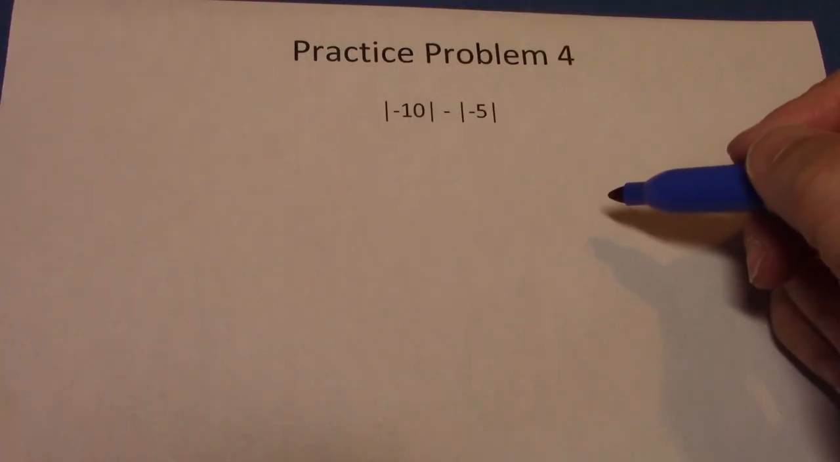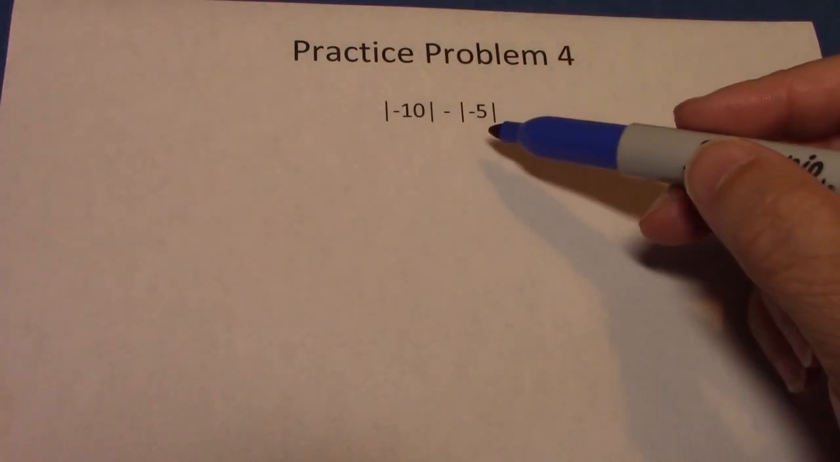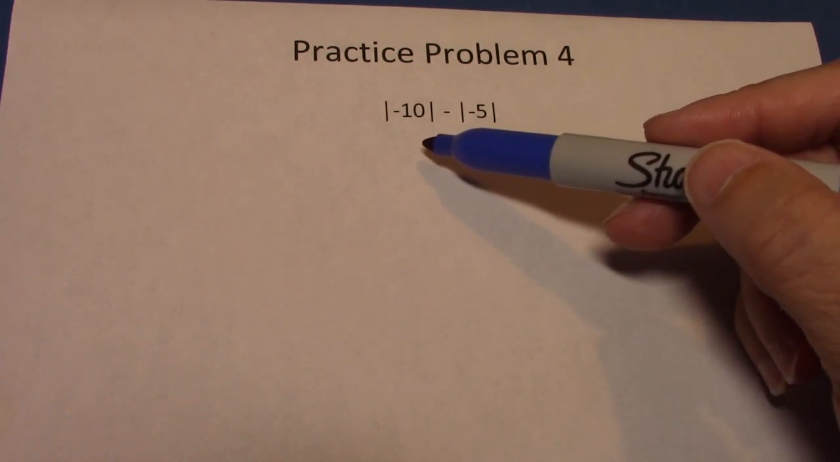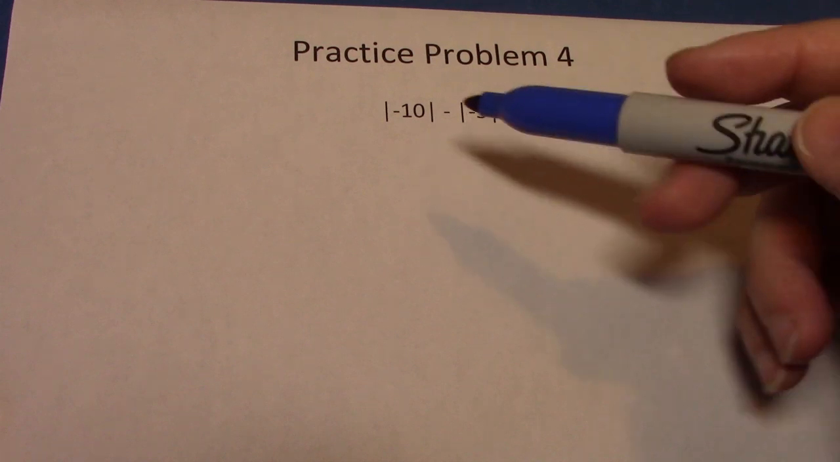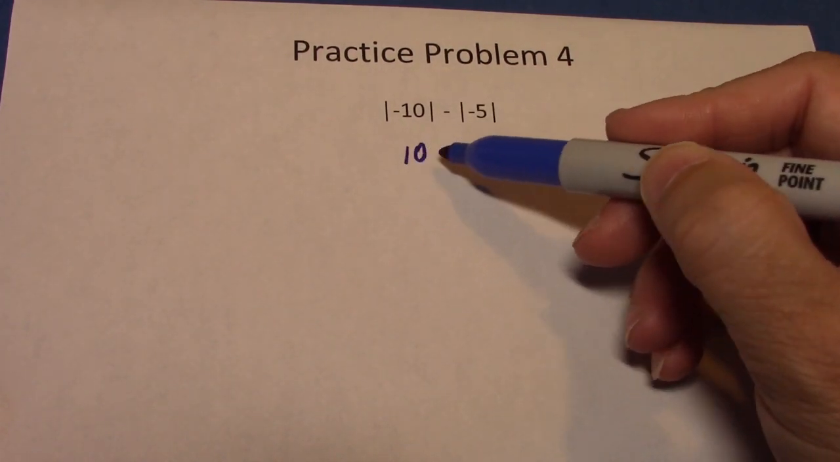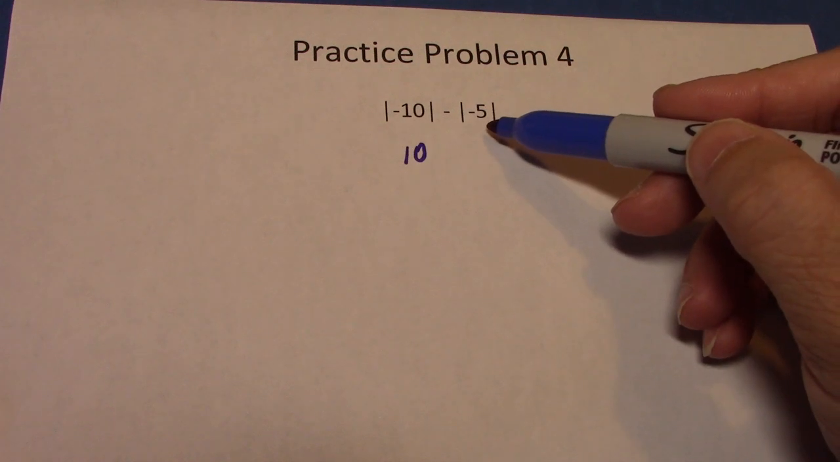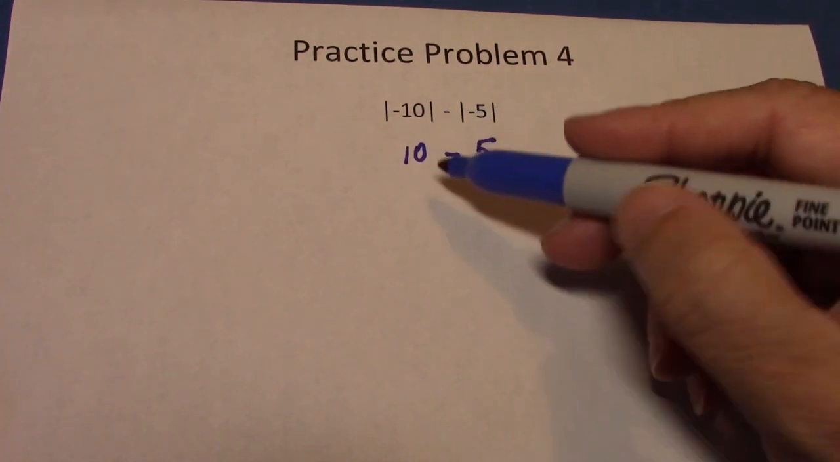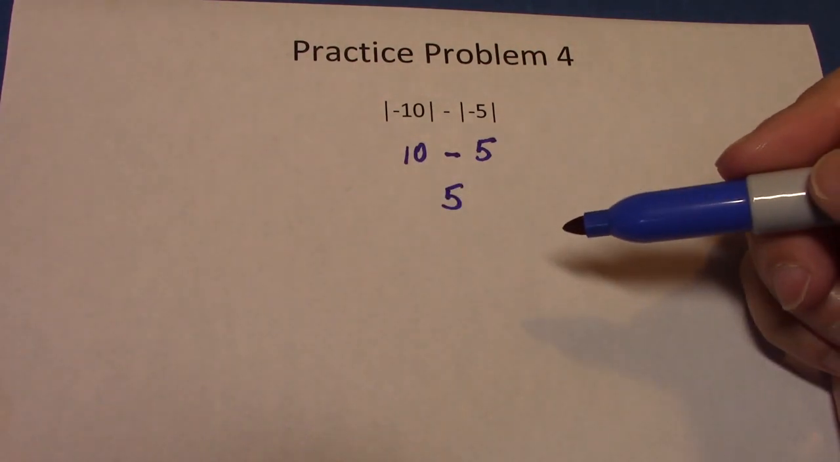Problem number 4 does some operations with absolute values. Remember, absolute value is always positive because it's a distance. So the absolute value of negative 10 is 10. The absolute value of negative 5 is 5. So 10 minus 5 is, of course, 5.